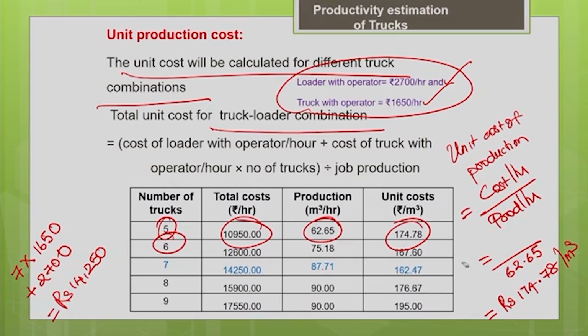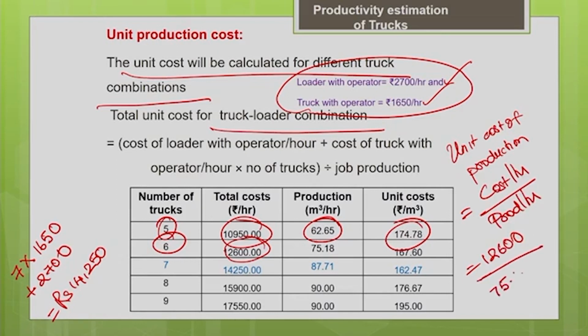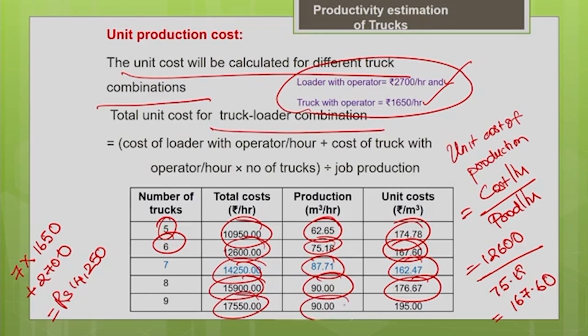Similarly, for 6 trucks you have to calculate. It is nothing but 12,600 divided by 75.18, which gives me the value 167.60. Similarly, you find the unit production cost by dividing total cost by productivity. For all the cases, 5 trucks, 6, 7, 8 and 9, you can just find it.